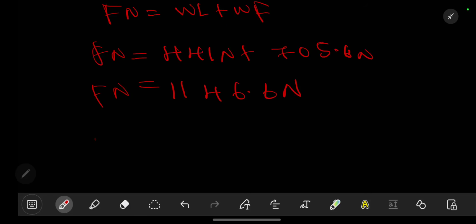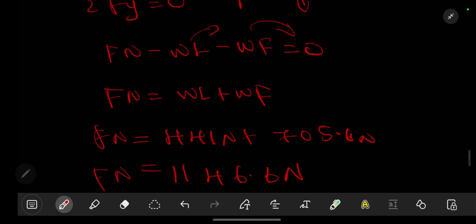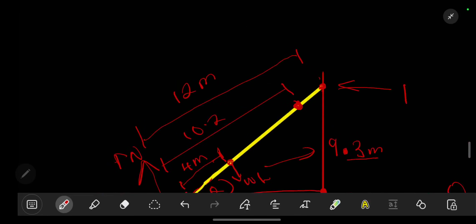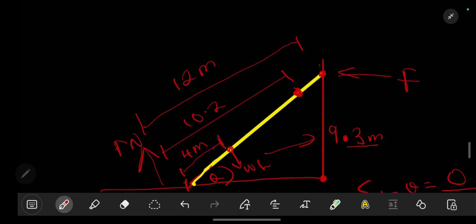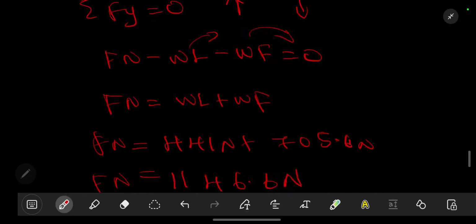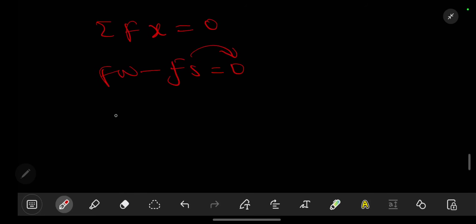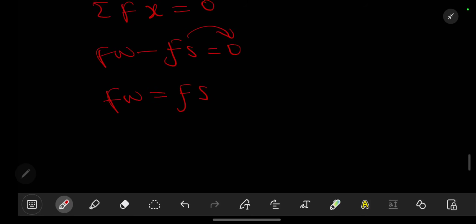Then we go to our summation of forces in the x, which should also be equal to 0. Which forces are those? We have the force on the wall, so we have FW for force on the wall. So we are going to have the force on the wall minus the frictional force is equal to 0. We take the frictional force to the other side.